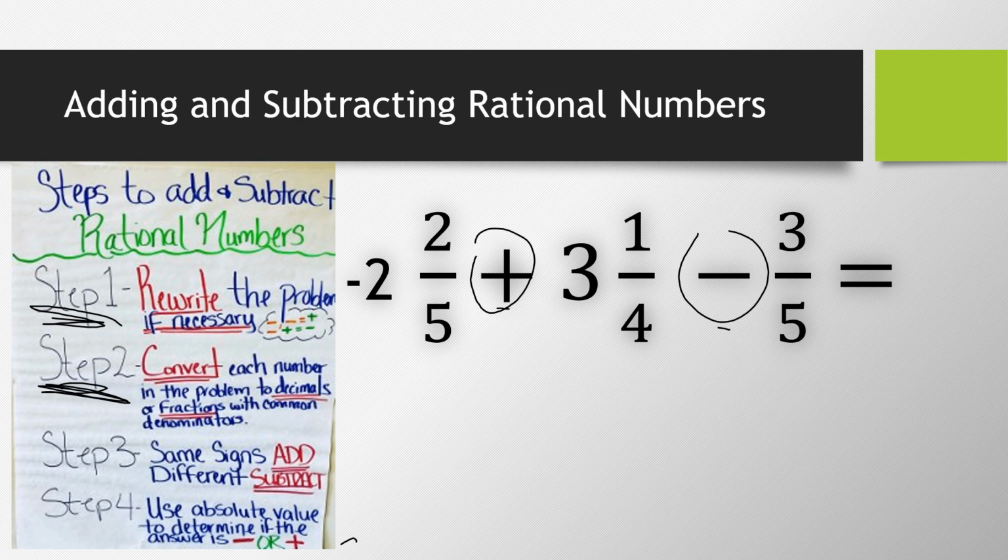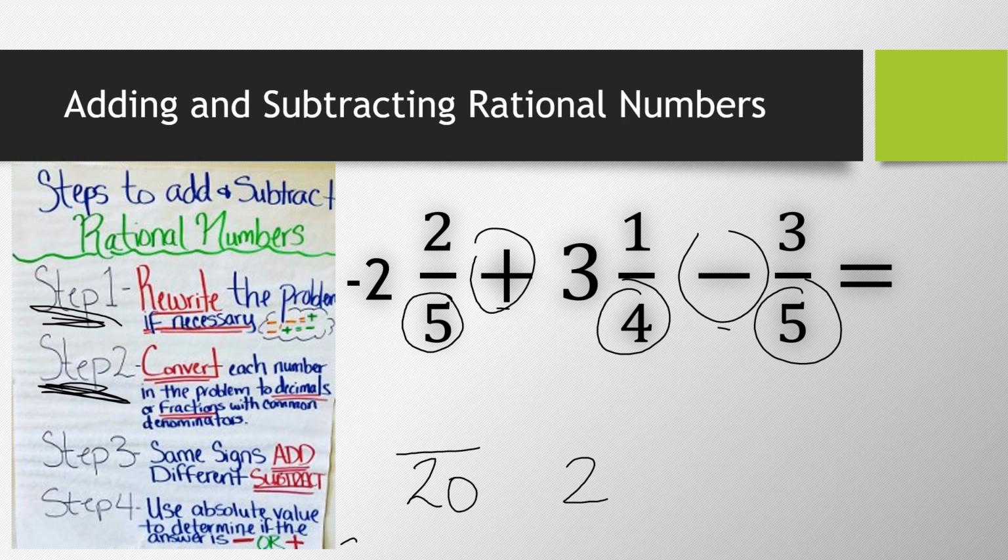Step 2 says to convert each number in the problem to decimals or fractions with common denominators. Because everything's already a fraction, I'm just going to keep them as fractions. So here's what I showed you guys in class. Find a common denominator. If you struggle with finding a common denominator, circle the denominators that you have and skip count by both of those numbers. 4, 8, 12, 16, 20, 24, 28, 32, 36, 40. 5, 10, 15, 20. Think about what number I said in both of those. I realized that I said 20 in both, so I'm going to make my new denominator be 20.